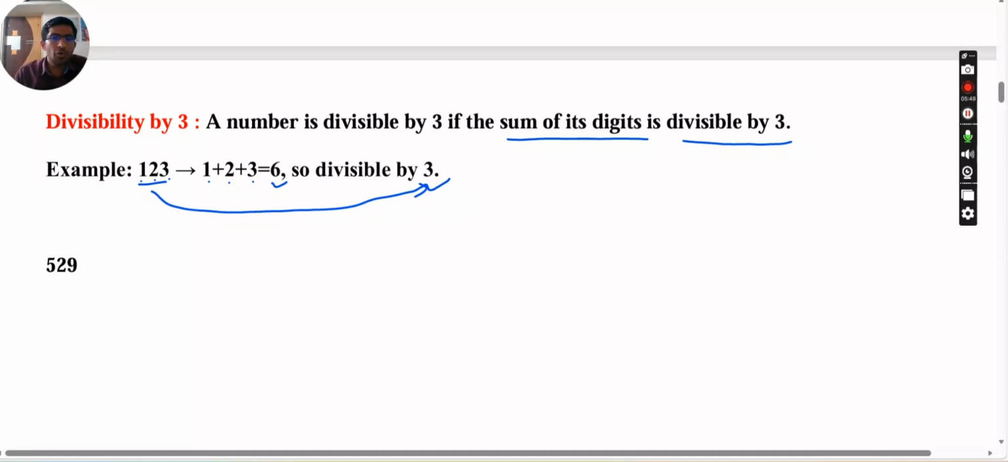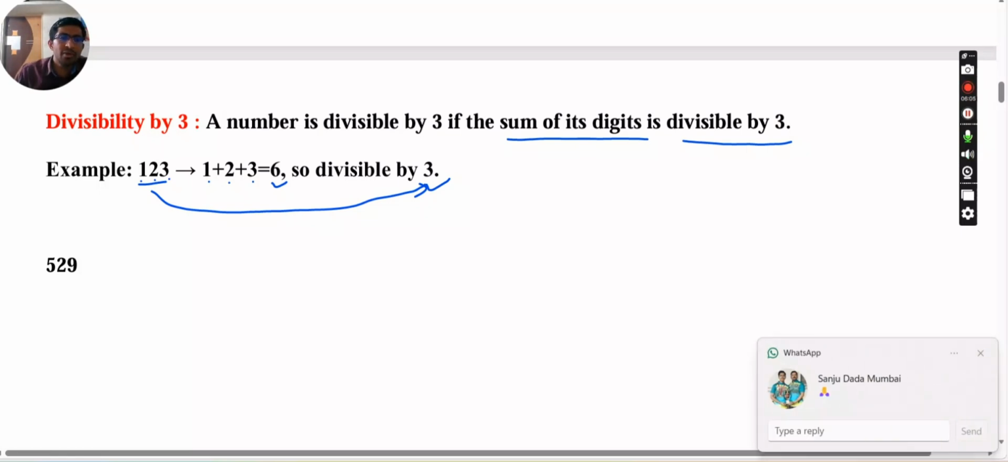So in this way, what we have to do, we have to add the digits which are present in that particular number. If that addition, or sometimes we call it the sum also, if that sum is divisible by 3, then the total number is also divisible by 3.